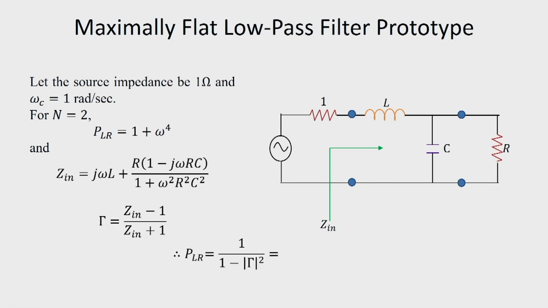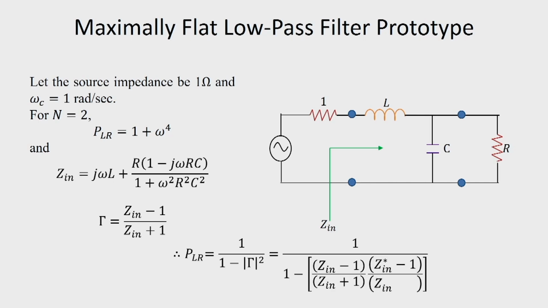And therefore, we can write PLR, which is equal to 1 by 1 minus mod gamma square, and here we can substitute gamma into gamma conjugate, and finally it will become mod of Zin plus 1 whole square divided by 2 Zin plus Zin conjugate.